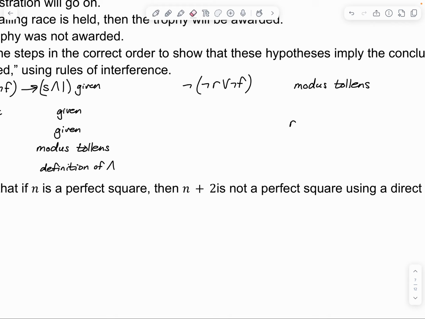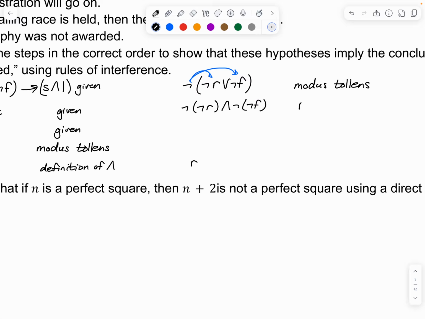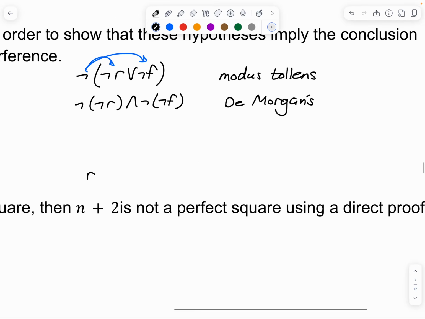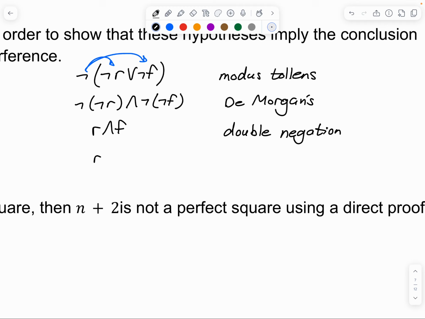It's the same strategy. From here, I can distribute this negative using De Morgan's. That gives me not R, and not F. De Morgan's. Then I've got a lot of double negations there, so I can take care of those and just say R and F by double negation law. And that is enough to conclude R.